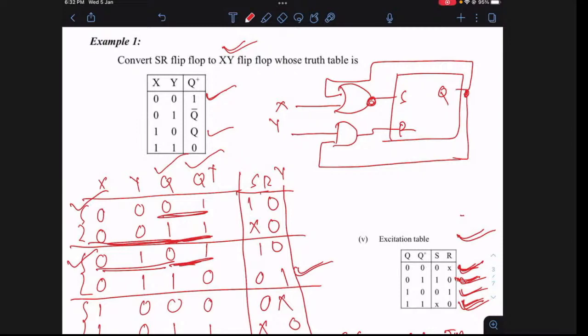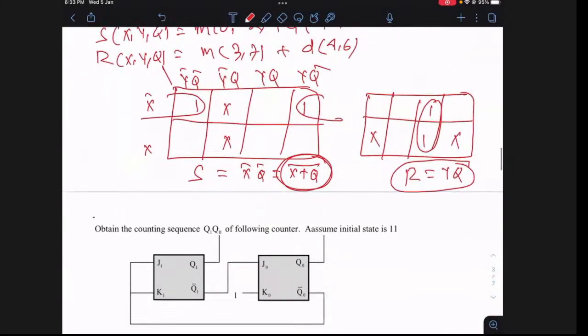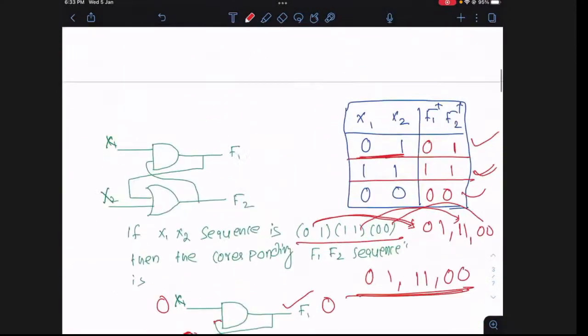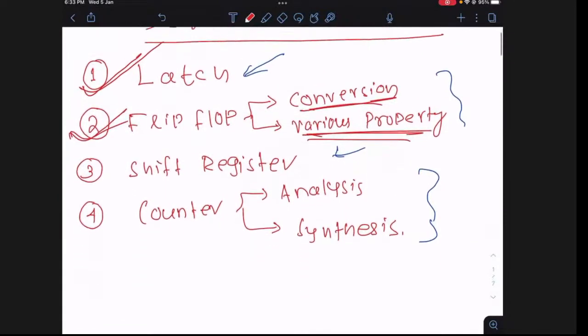So R equals YQ and S equals X plus Q whole complement. Okay, so this is the question based on flip-flop conversions. So we have seen a question based on the latch and flip-flop conversions and based on the property, I mean the standard informations. That is what we said.